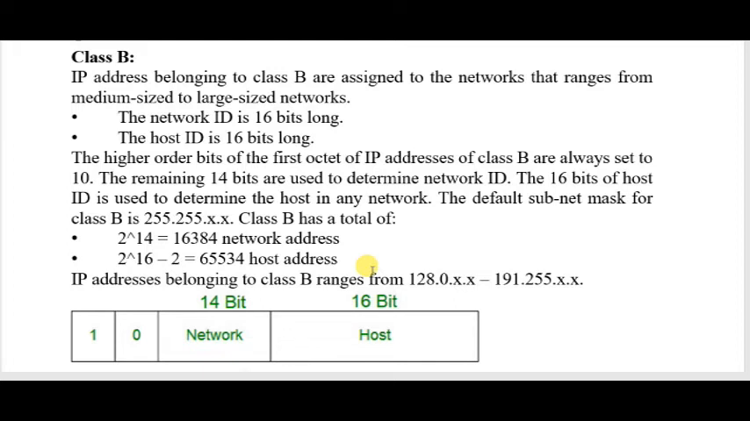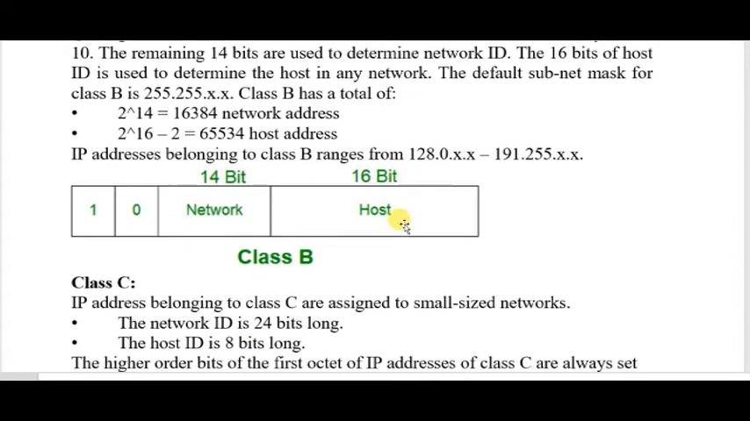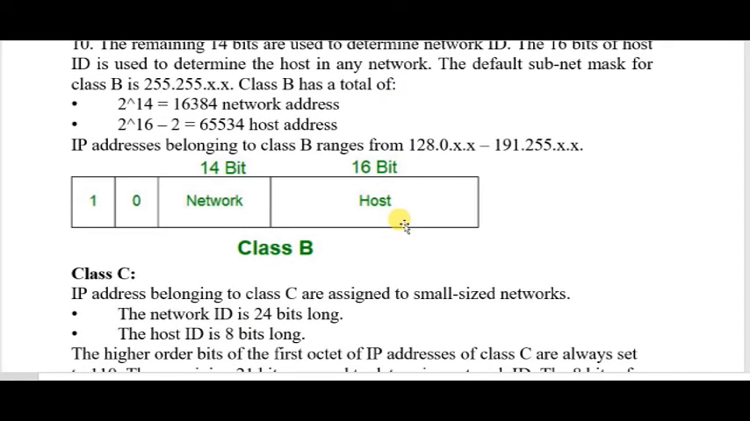So what will be the range of class B? Class A starts from 0 to 127. Class B will start from 128 to 191. So the IP address will be 128.0.0.0 and it will end with 191.255.255.255.